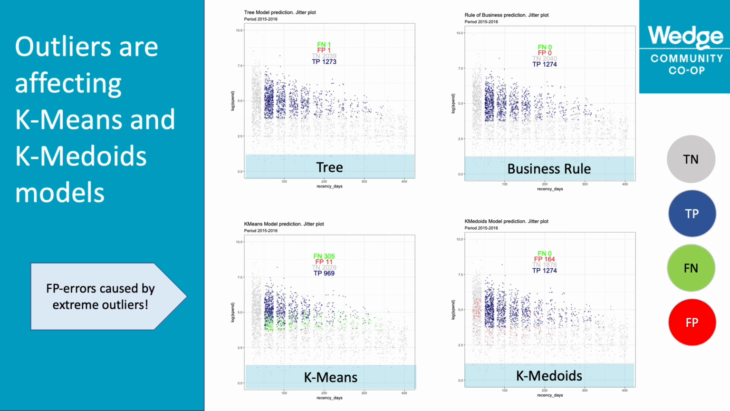The k-means model doesn't perform very well because it has a lot of false negatives, which are really costly in the context of this problem. The k-medoids model performs quite well because even if it has a few false positives, they are not costly in the context of this problem.